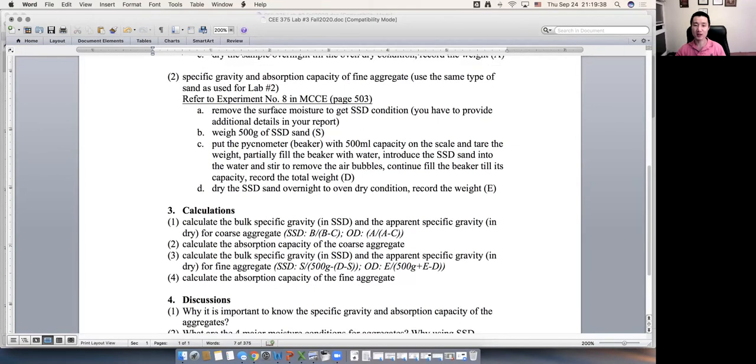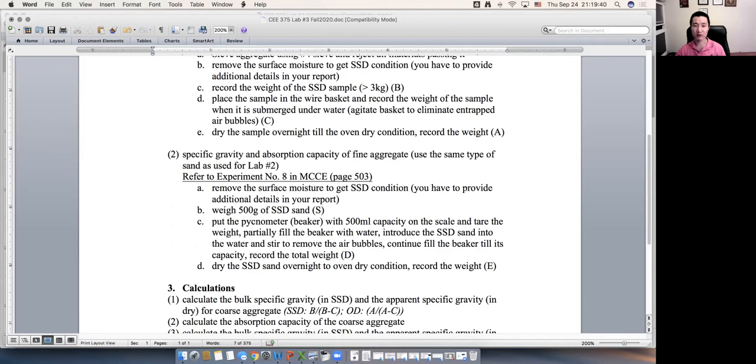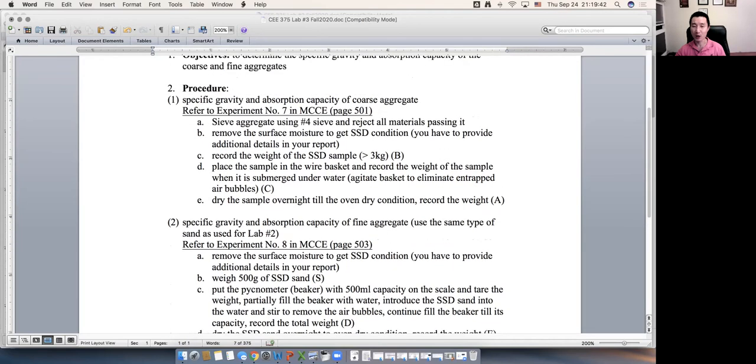All right. So when you write the lab report, do not forget the details, such as how you can get SSD condition for the coarse aggregate, use a towel to dry it out, and how you can get the SSD condition for the sand, you use the hair dryer, and also you use the cone to check if the sand has achieved SSD condition or not.